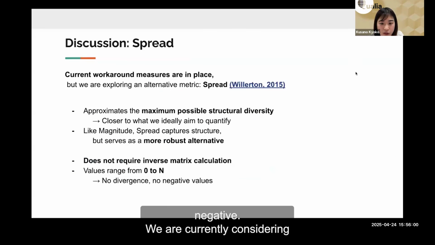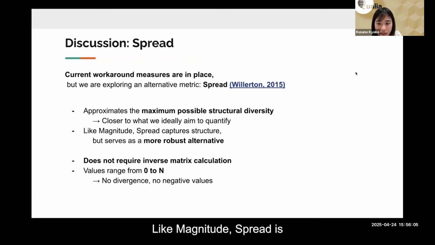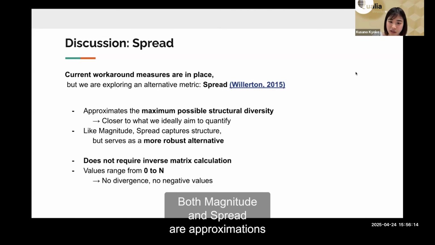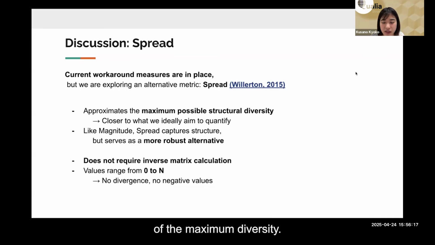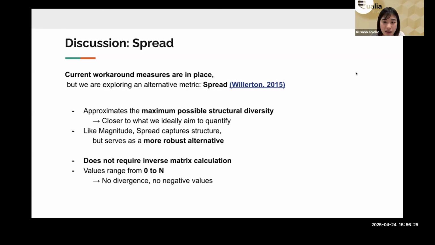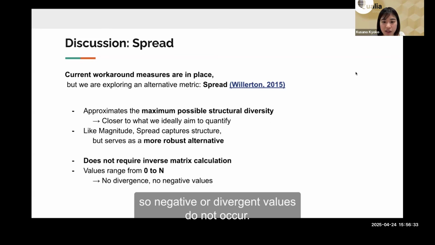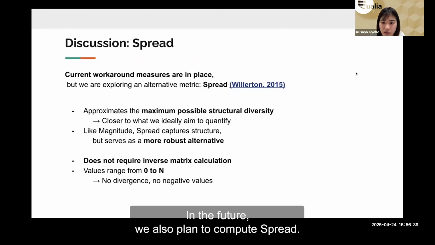Yeah, and we are currently considering alternative measures such as spread instead of magnitude. Spread is like magnitude. Spread is a diversity index defined on structures. Both magnitude and spread are approximations of the maximal diversity on a structure. Spread was proposed later than magnitude as a more robust index. It doesn't require matrix inversion, and its range is from 0 to the total number of points n, so negative or divergent values do not occur. In the future, we also plan to compute spread.